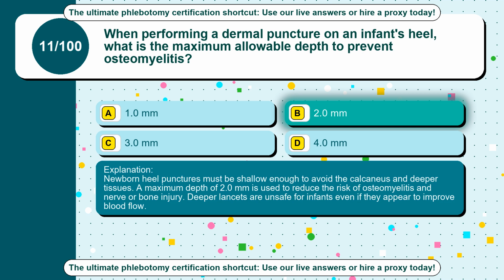Newborn heel punctures must be shallow enough to avoid the calcaneus and deeper tissues. A maximum depth of 2.0 mm is used to reduce the risk of osteomyelitis and nerve or bone injury. Deeper lancets are unsafe for infants even if they appear to improve blood flow.